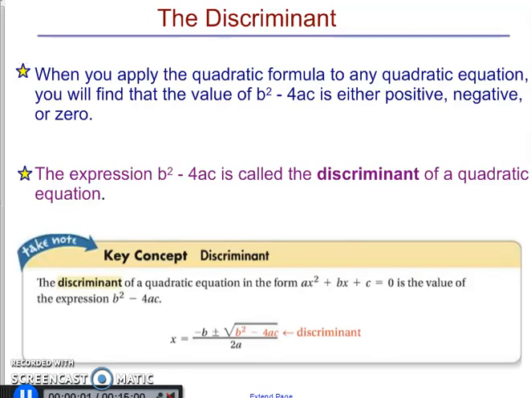Now we're going to talk about the discriminant. So the discriminant is part of your quadratic formula. When you apply the quadratic formula to any quadratic equation, the part that's underneath the radical is your discriminant, and that's either going to be positive, negative, or 0. Not including the square root, just the value under the square root is your discriminant.